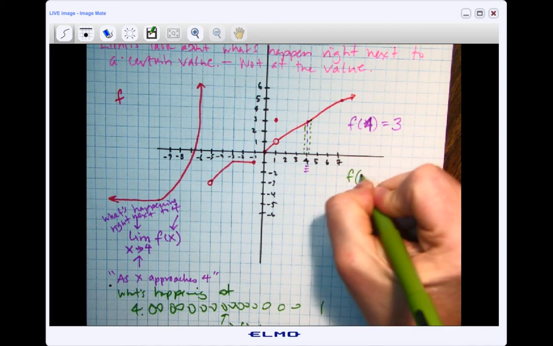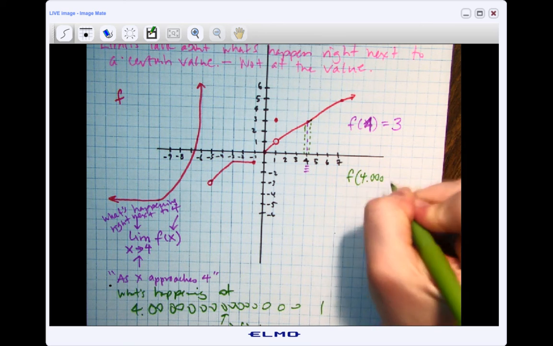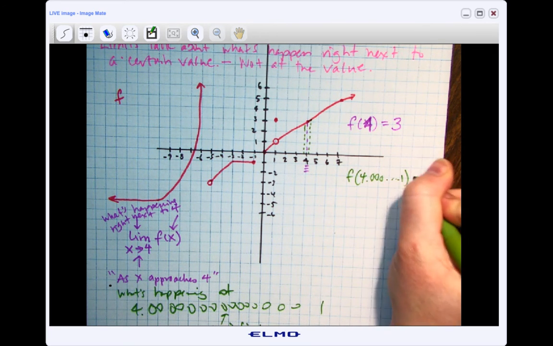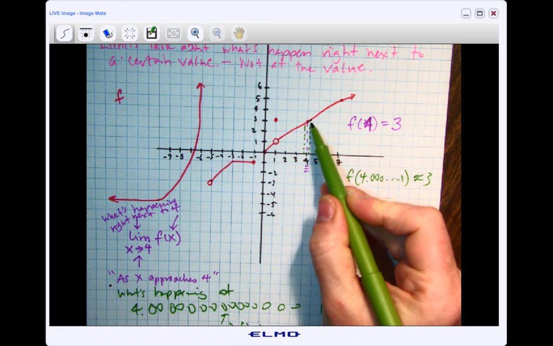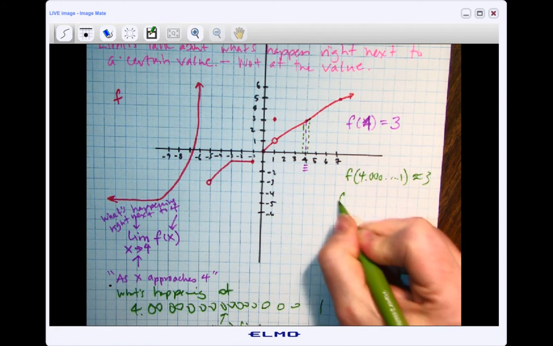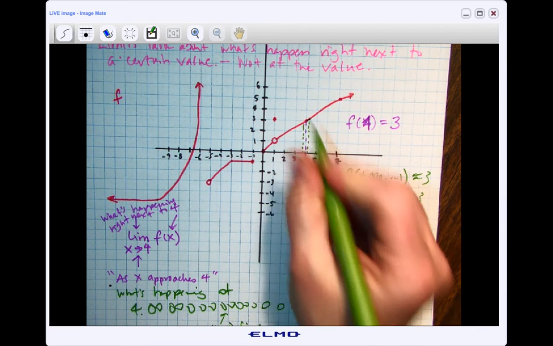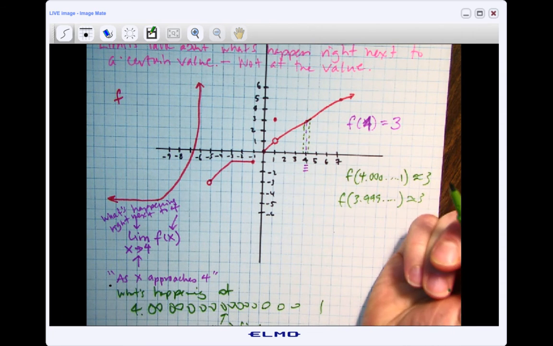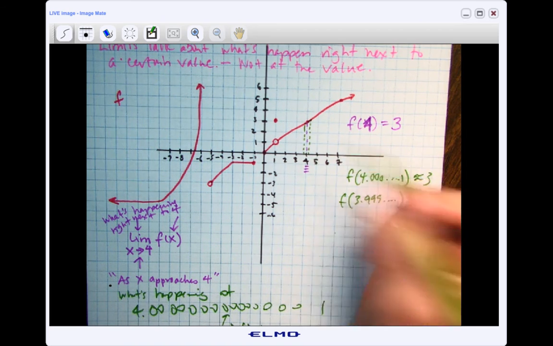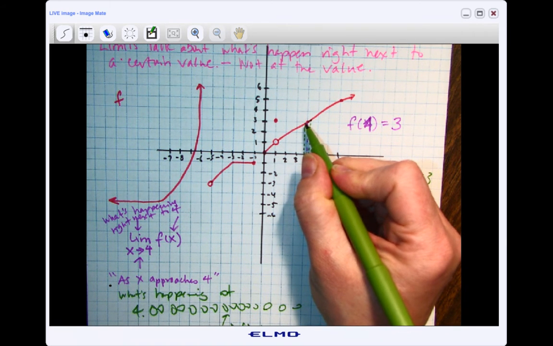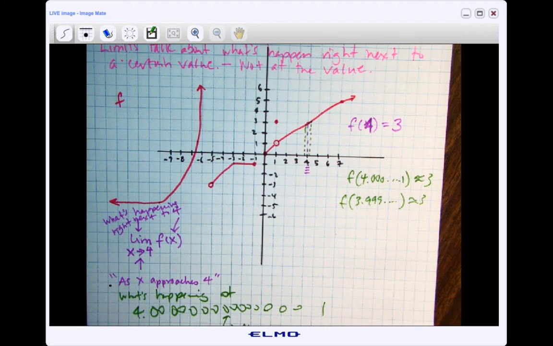F of 4.000, an infinite number of 0s, is about 3. And f of 3.9999999 is also going to be about 3. Isn't it going to be really close to 3? My output's going to be really close to 3. If I'm right here at 3.99999, we're going to be really, really close to 3. So that's what the limit is asking me.